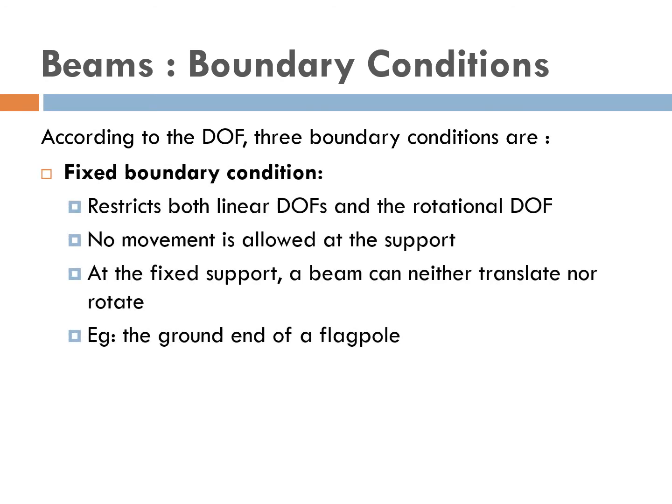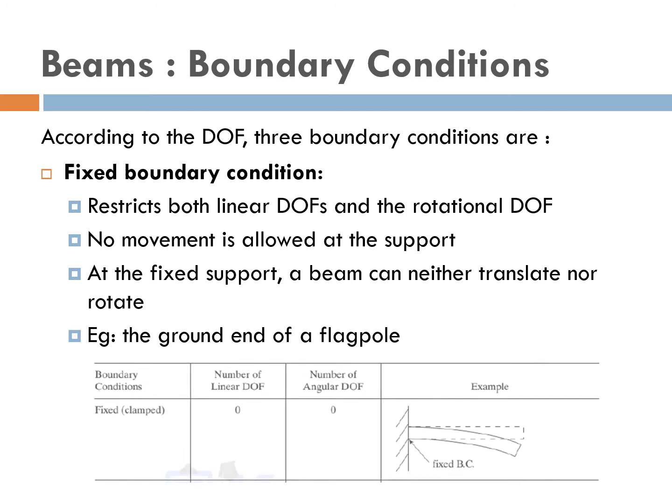The first one is the fixed boundary condition, which restricts both linear degrees of freedom, that is in the x and y direction, as well as the rotational degree of freedom. That is, no movement is allowed at the support. As can be seen from the figure, at the fixed end of the beam, this fixed boundary condition is applicable. At this fixed support, a beam can neither translate in the xy plane nor rotate. An example of such a boundary condition is the ground end of a flagpole.